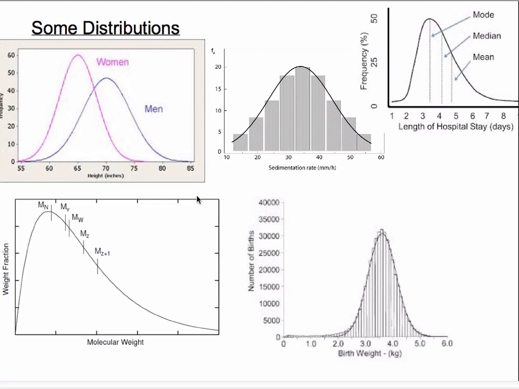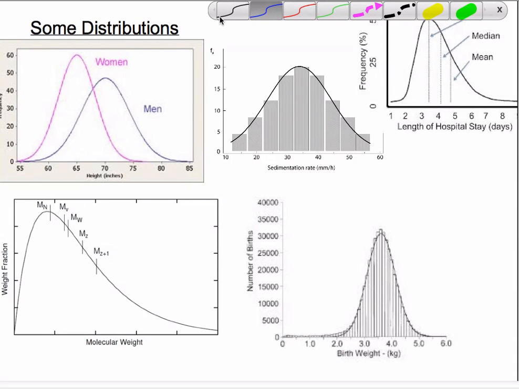Hello, this is Mr. Collier, and today we're going to look at the normal distribution. So here we look at some various distributions of different types of data. Here's the distribution of heights of men and women. Okay, so men are a bit taller than women, but similar distribution, right?